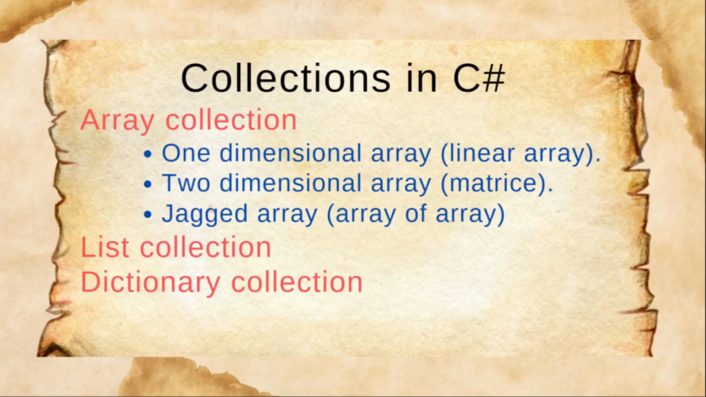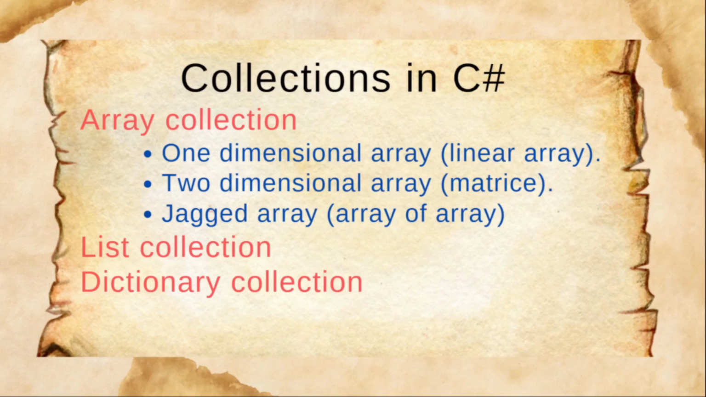The last structure in the array category is jagged array. Jagged array is actually an array of multiple linear arrays. That simply means we can combine multiple linear arrays to create a jagged array. So in the array category, we have three different ways to structure our data. One-dimensional array, two-dimensional array, and jagged array.